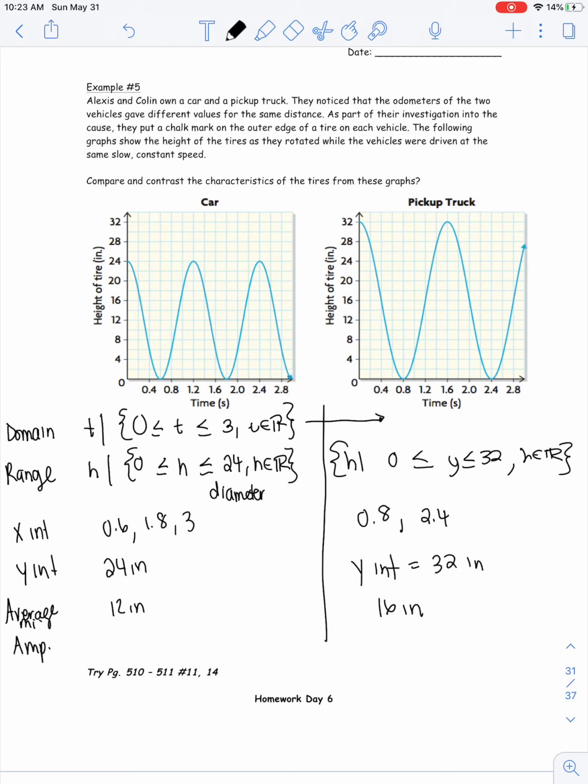The amplitude is the radius of your tire. So from the inside, the central point of your tire, to the very edge, it's going to be 12 inches. So this is a 12-inch tire versus this is a 16-inch tire if you take your max minus min divided by 2.